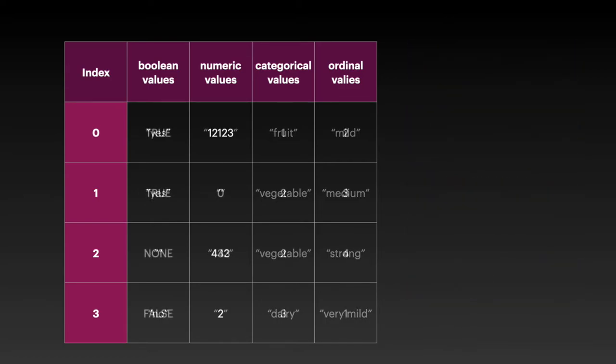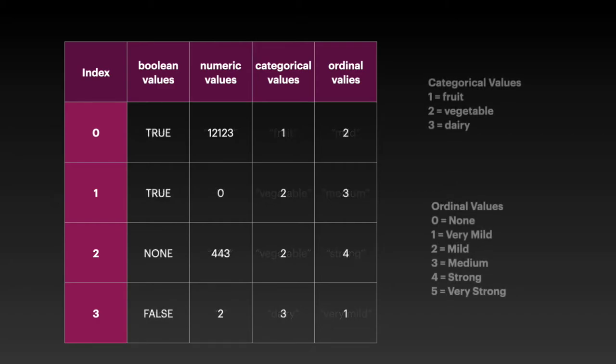So this transformation will look more like this. The numbers would be integers, the booleans would be booleans, and this is pretty straightforward. For categorical values, we would just assign numbers. Fruit is 1, vegetables is 2, dairy is 3.